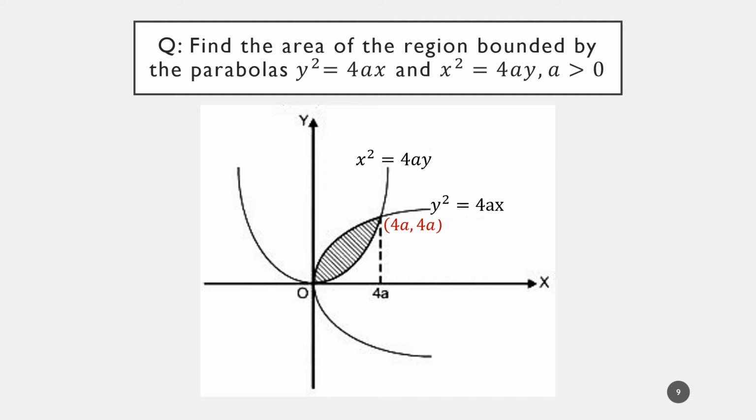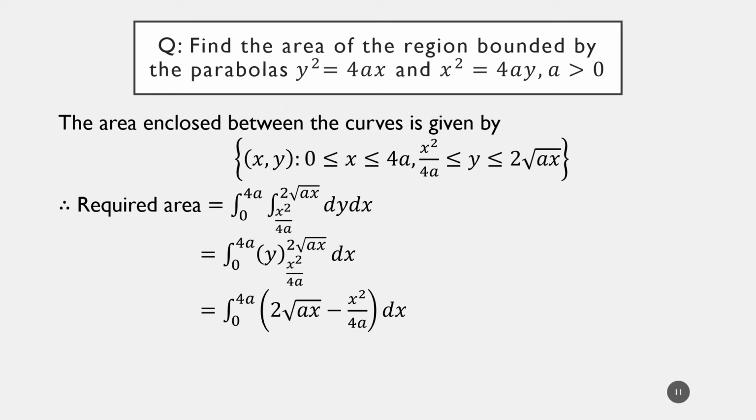Again, if I have to write variable limits for y, that is y in terms of x, I need to draw a line which is parallel to the y-axis. And I can see the line is entering into the required region from the parabola x square equal to 4ay, and is leaving the required region when y square is equal to 4ax. So we have written the limits accordingly.